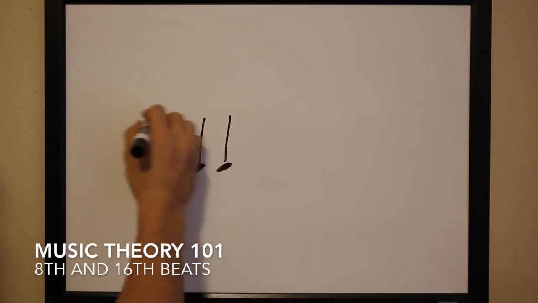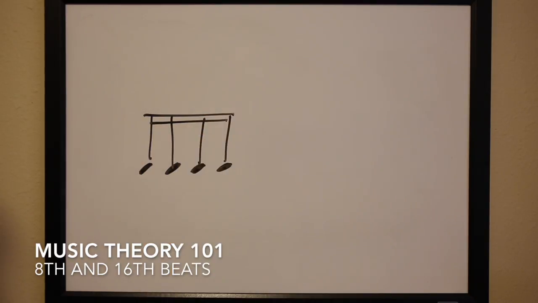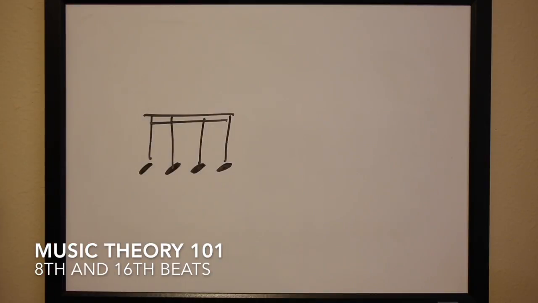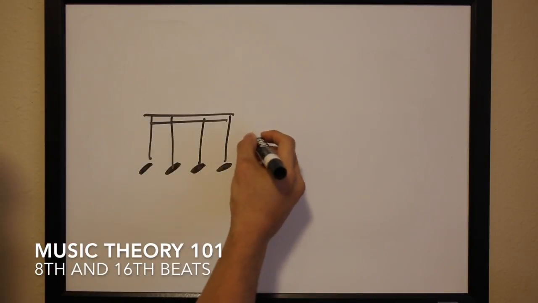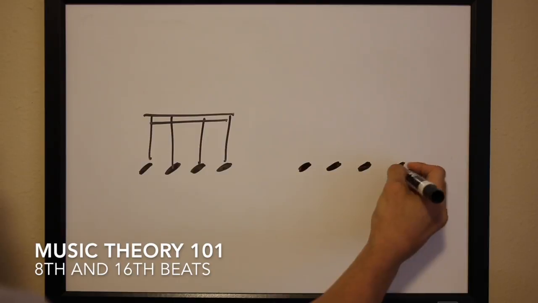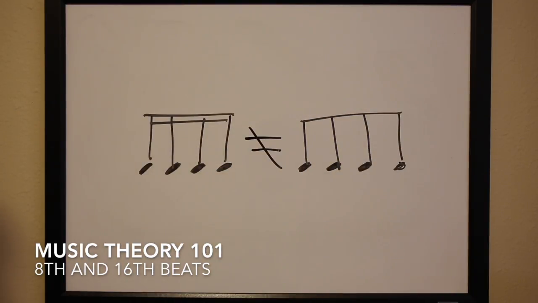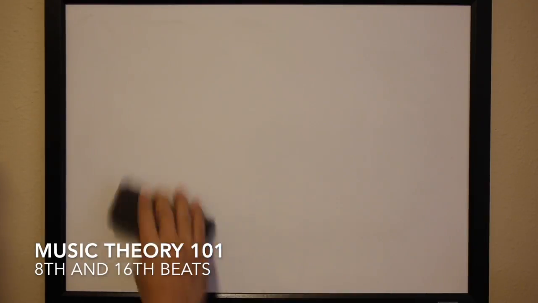Let's take a look at another example. Here I have four 16th notes. They have two flags on top to let you know that they are 16th notes and not eighth notes. If I have only one flag on top, they are not the same. 16th notes are shorter than eighth notes, and you can tell by the flags on top.